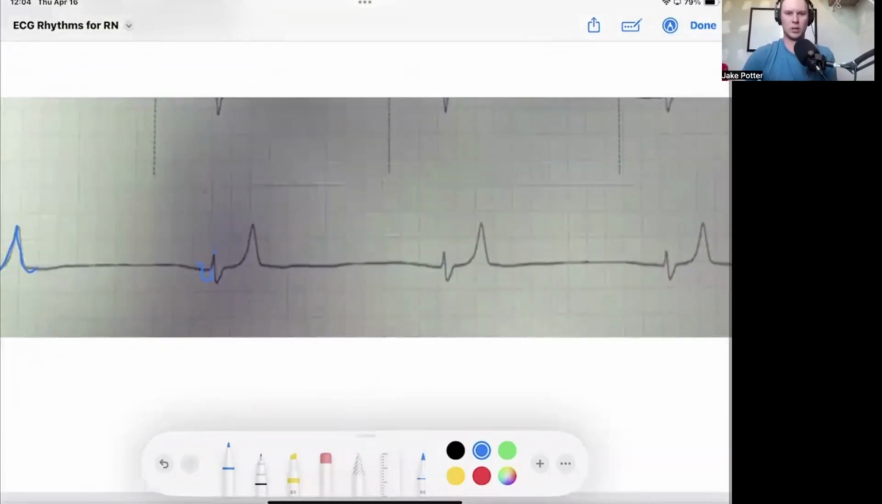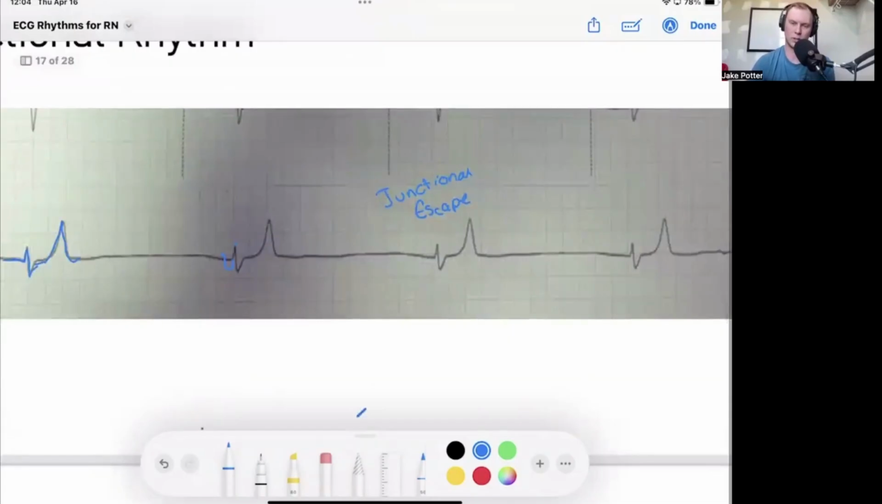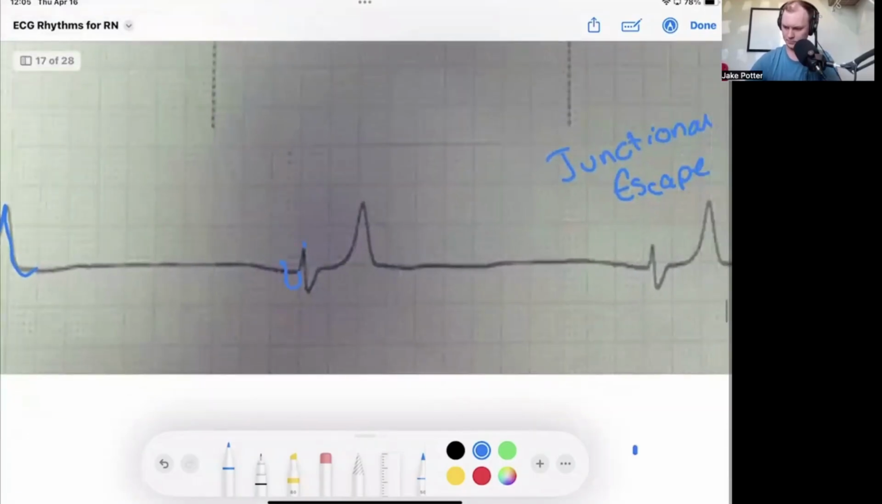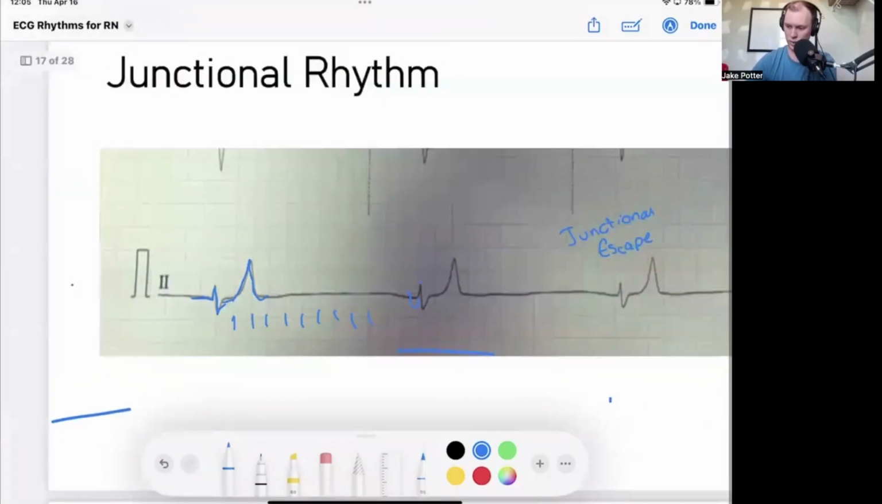You can have accelerated junctional where they're at a normal rate. You can also have junctional tachycardias. This is going to be what's called a junctional escape rhythm, because we know that the SA node has a conduction rate of 60 to 100. The AV node has a conduction rate of 40 to 60, and then the ventricles have a conduction rate of 20 to 40 beats per minute. So if it's a lot slower of a rate, let's count: 300, 150, 100, 75, 60, 50, 40, 30, 20. This is a really, really slow rate.